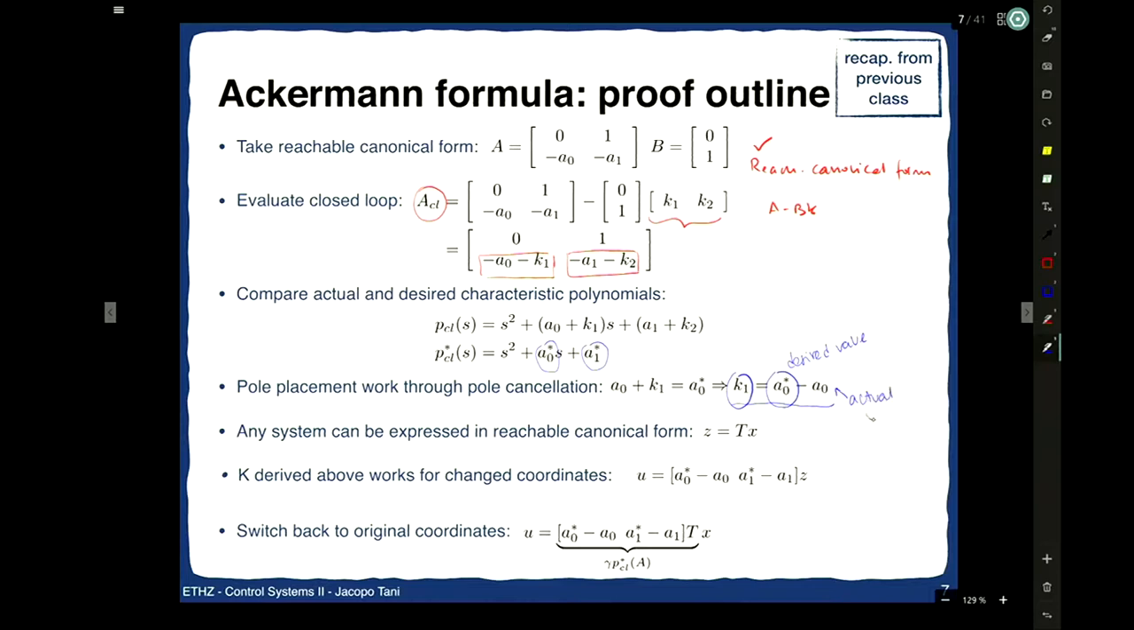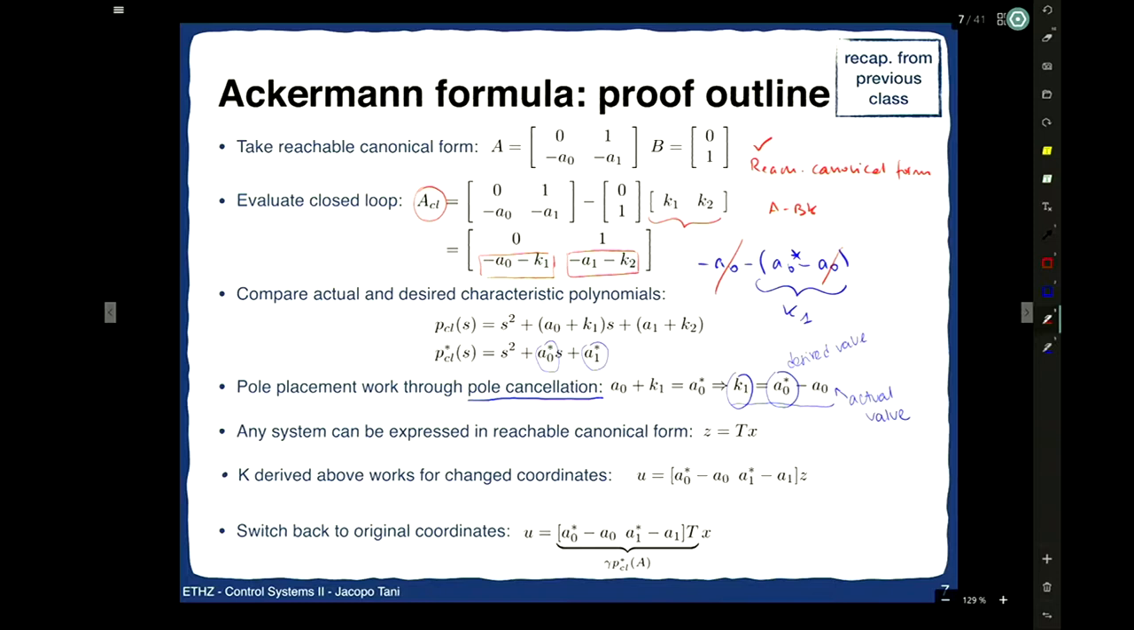And so how is it working? What is the principle that allows pole placement to work? It's something called pole cancellation. If here you see K, you just make it the desired value minus the actual one, then what goes on here is you have minus A0 star plus A0, where this is your K value, K1. And so the real poles of the system just cancel out, and you have what you want.